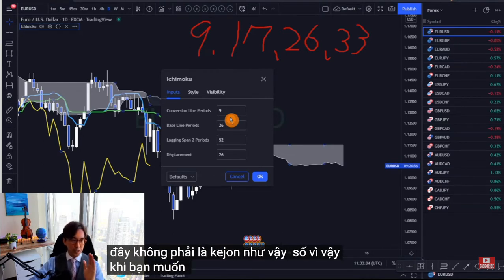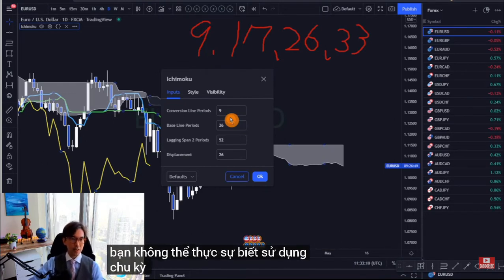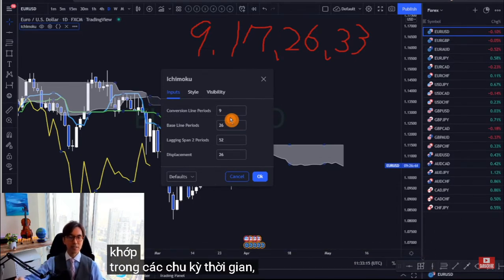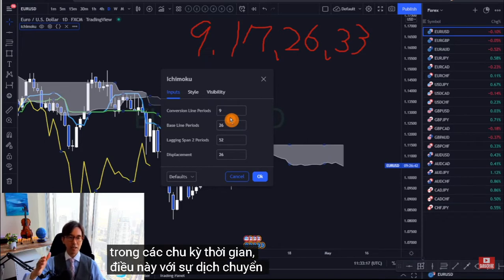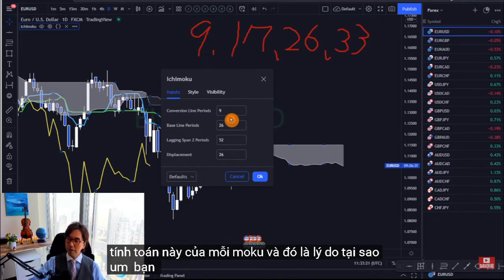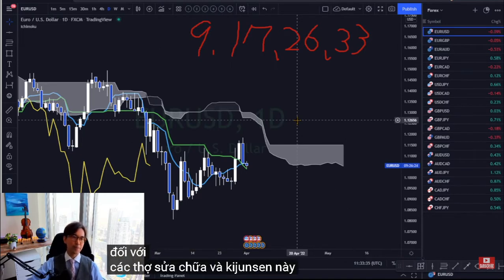So when you want to capture time cycles, it makes you confused. You can't really use time cycles with the 5 lines. They don't match in time cycles with the displacement and also these calculations of the Ichimoku. And that's why you need to stick to the original settings. And also the other reason is actually the retracement to these Tenkan-sen, Kijun-sen.